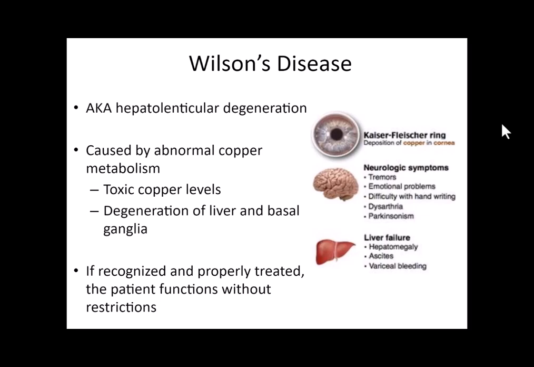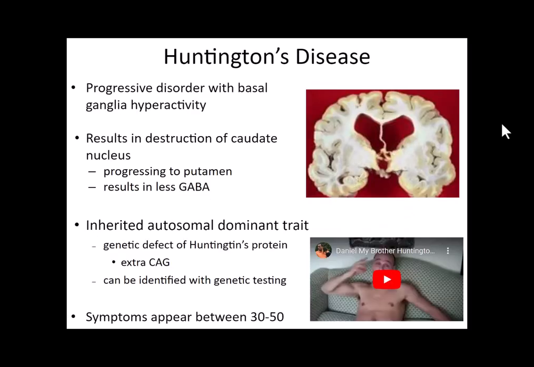In addition, Wilson's disease, as you can see on the right-hand side of the slide, is characterized by some neurological symptoms such as tremors, emotional problems, and difficulty with handwriting, which goes with the tremors. They might have difficulty talking, and they may appear like they have symptoms of Parkinson's disease. Next is going to be Huntington's disease.